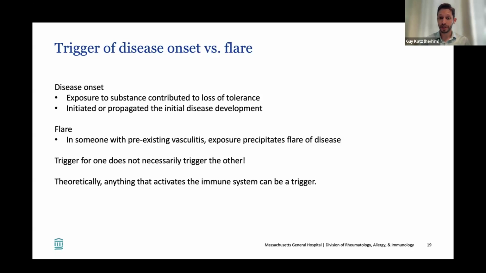In contrast, the trigger of a flare is in someone who already has vasculitis. Exposure to whatever it is precipitates a flare of the disease. And just because something was a trigger for one doesn't mean that it would necessarily trigger the other. Theoretically, anything that activates the immune system can be a trigger for autoimmunity or for flare. That ranges from medications to infections to just about anything else you can think of. Even emotional stress can be a trigger of the immune system and can trigger flares in many people.